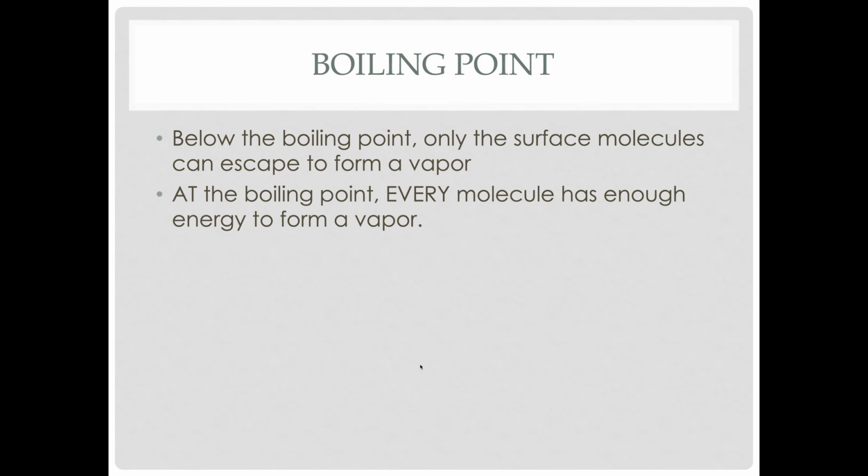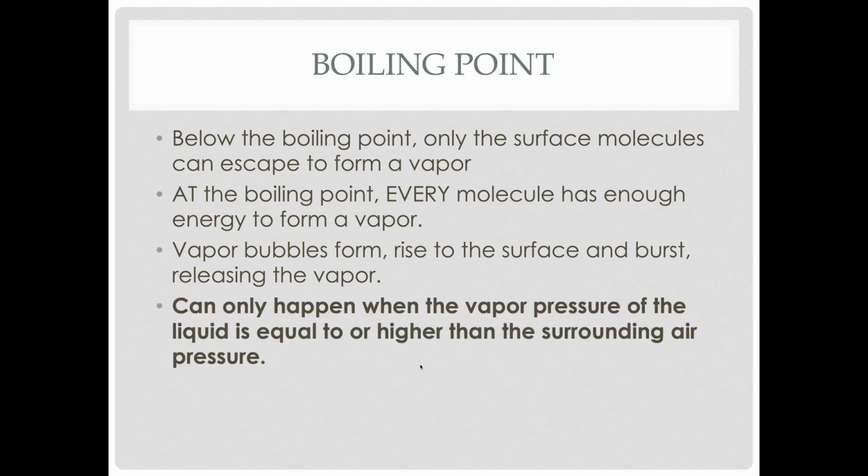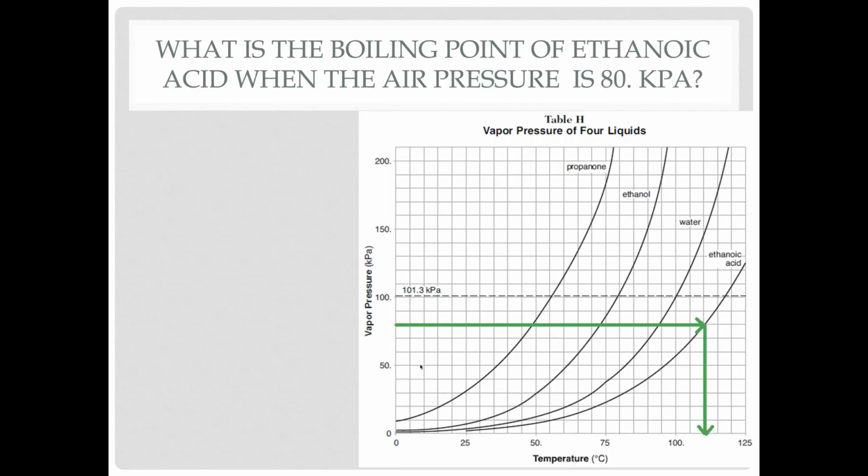So at the boiling point, the vapor pressure of the water has to equal the pressure of the surrounding air. That's the only way you get bubbles. So these vapor bubbles will form because they have enough vapor pressure to do so, rise to the surface and burst and release their vapor. So again, this can only happen when the vapor pressure of these bubbles is at least as high as the surrounding air pressure. So, what is the boiling point of ethanoic acid when the air pressure is 80 kilopascals?